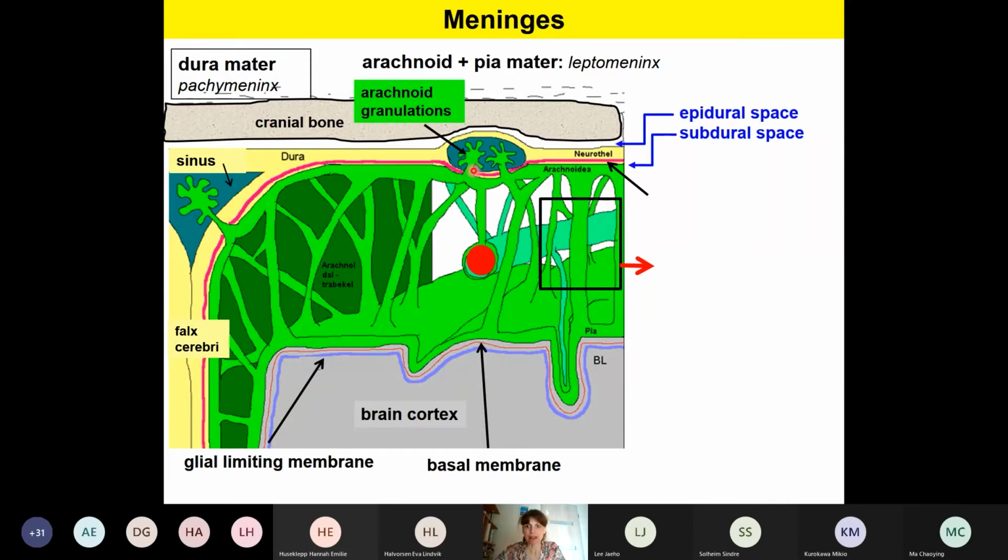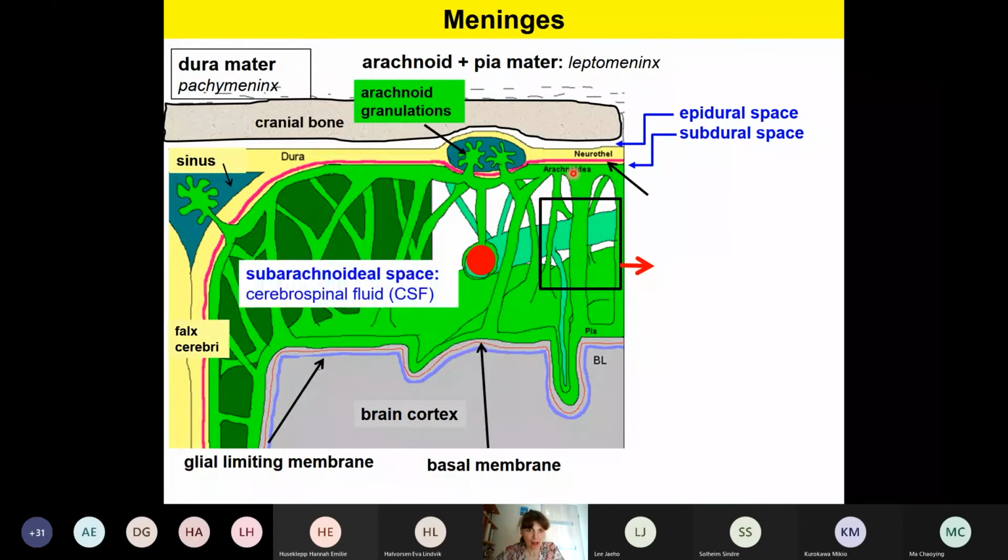We have two virtual spaces. Between the dura and the cranial bone, this is called the epidural space. Actually, it doesn't exist, only if we have a mass, a hemorrhage, for example, in this space. Or between the arachnoid and the dura, we speak about the subdural space. It is only visible if we have a bleeding there.